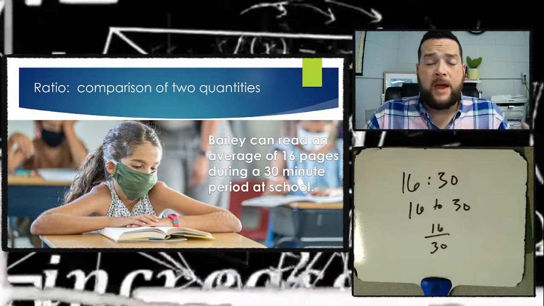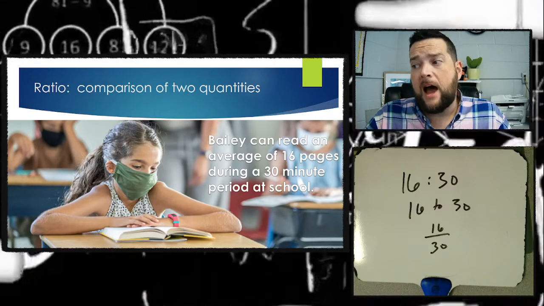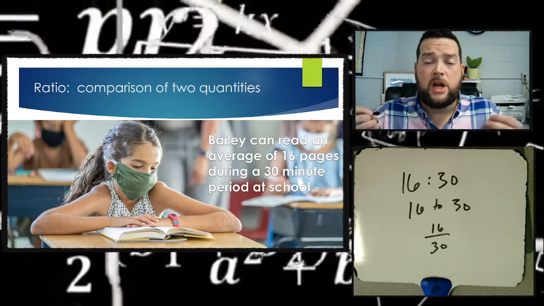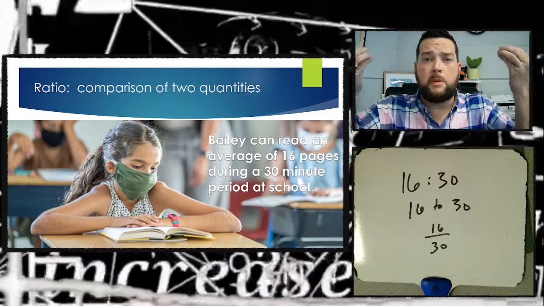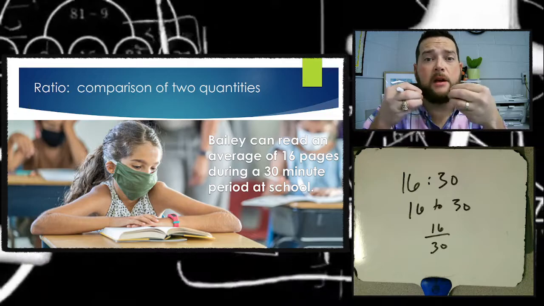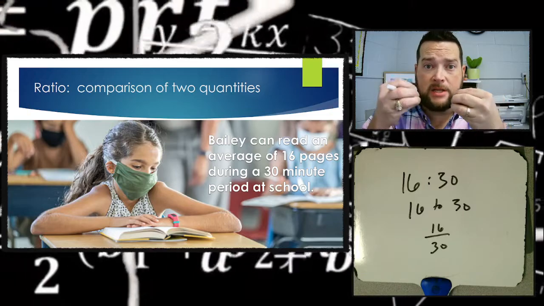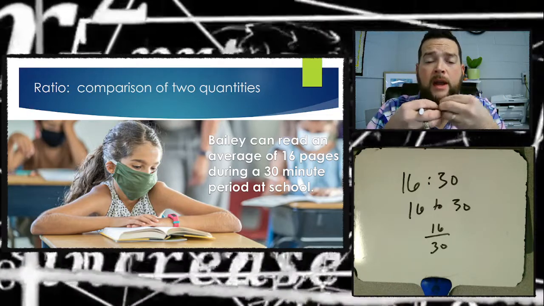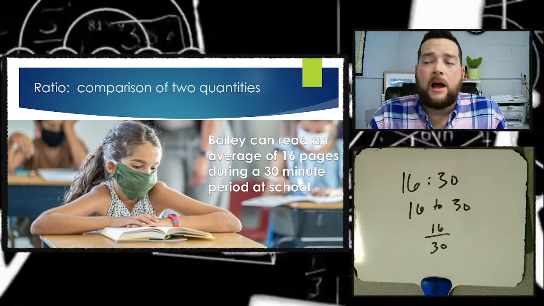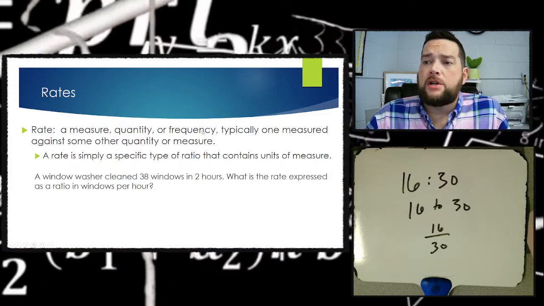Again, the pages of a book are not directly related to a measurement of time, like the 30 minutes that she can read for 16 pages. These two concepts are different, but when we bring them together in describing Bailey's rate of reading, now it becomes a ratio: she can read 16 pages in 30 minutes. There's a connection point between those two numbers, and that's why we call it a ratio. It's a comparison of two quantities.